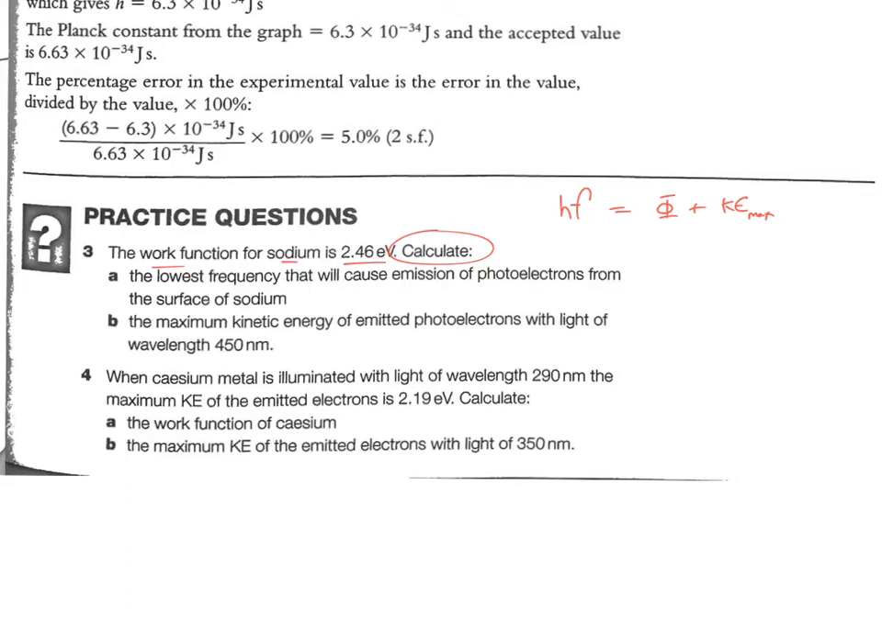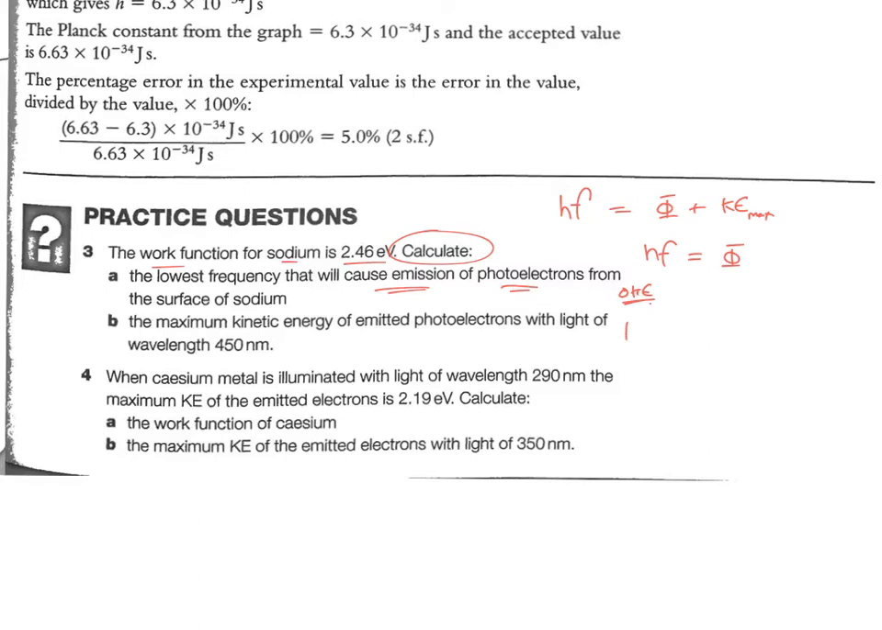So the lowest frequency that causes emission is when the photoelectrons just escape, when they have zero kinetic energy. In other words, they only just gain enough energy from the incoming photons to escape their atom, but they don't have any energy left over in order to move off. So actually, the equation just becomes hf equals the work function. The work function is 2.46 electron volts, but we need to convert that into joules in order to be able to work out the frequency.